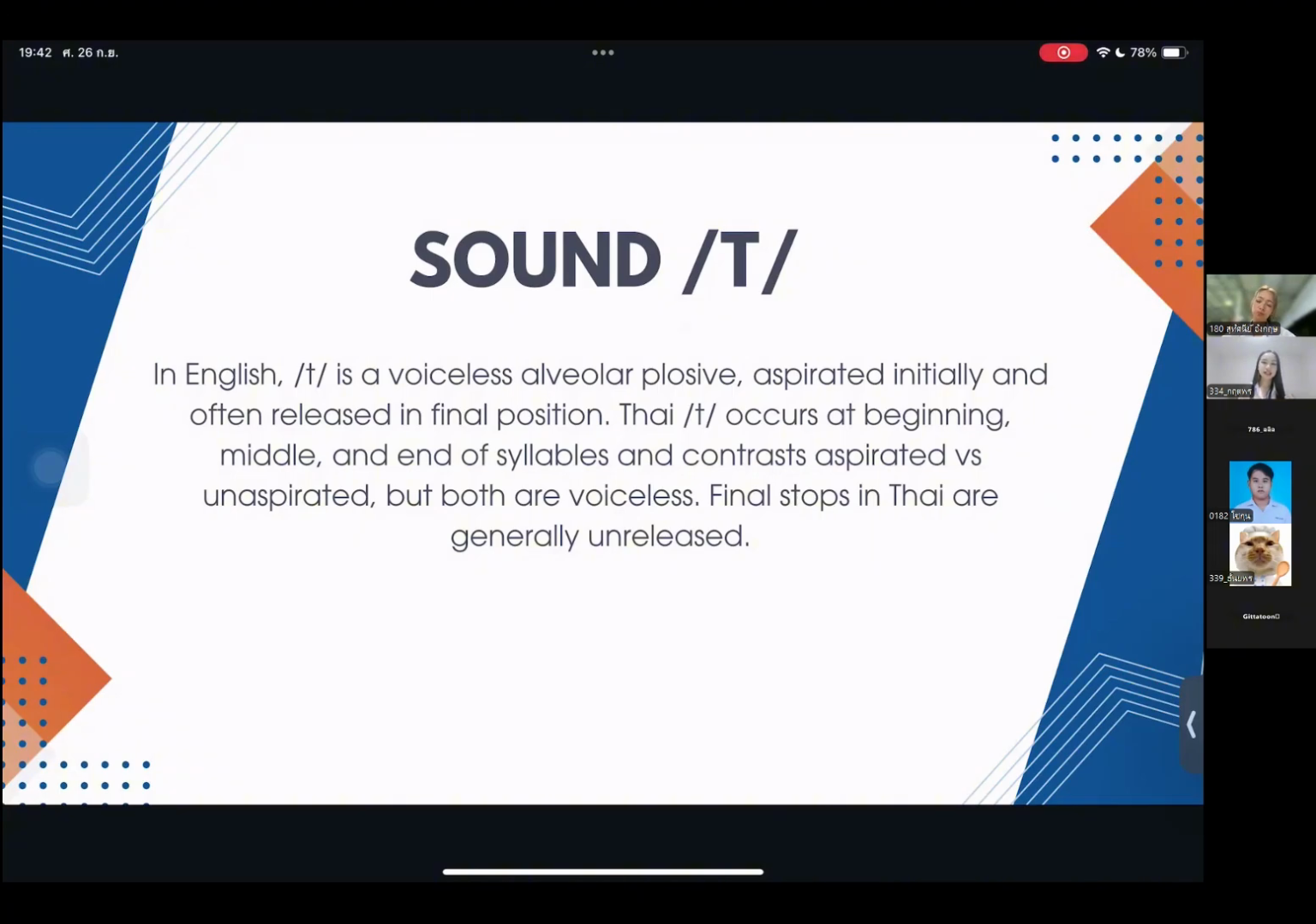In English, things are a little different. At the start of a word, the sound T is strongly aspirated, like in "top." But after a sound like S, like in "star," the T becomes unaspirated. And at the end of a word, English speakers usually release the T, so "hat" should end with a clear burst.